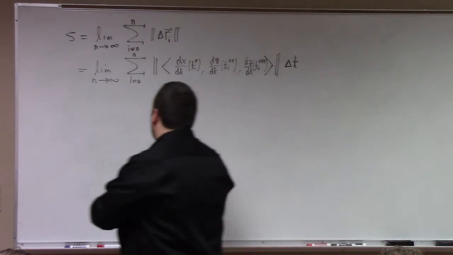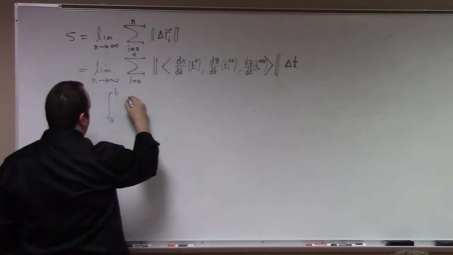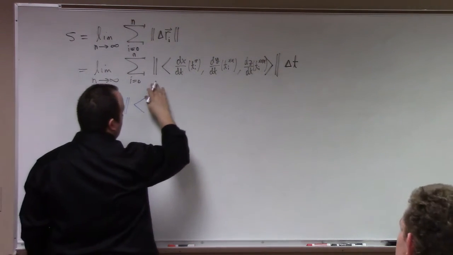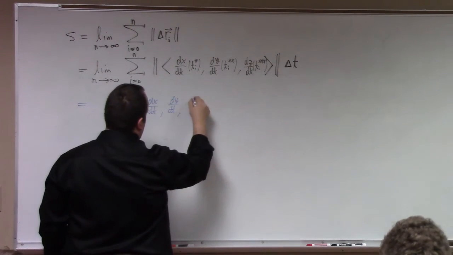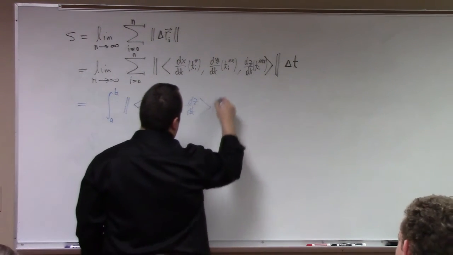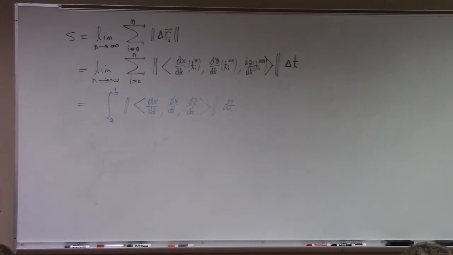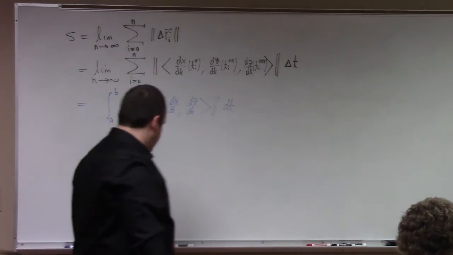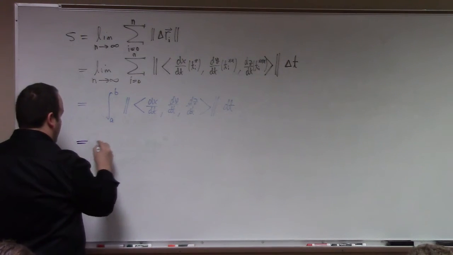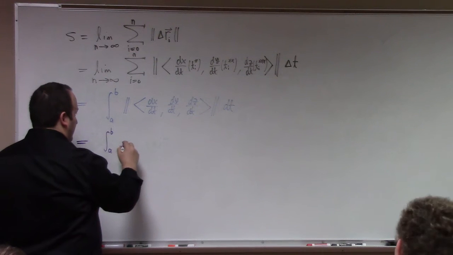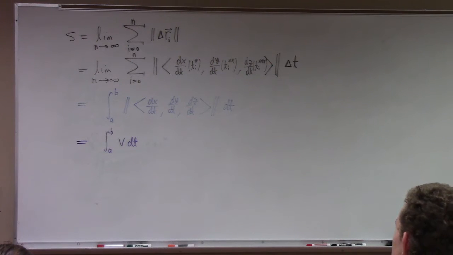By definition of the Riemann integral, this is actually the integral from a to b of the length of, well, this thing, dt. Sorry. And to get an entirely nicer formula, how about the integral from a to b of v dt? Because that's the speed, right?